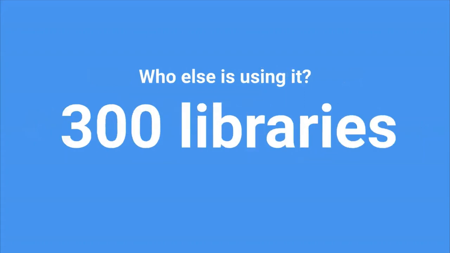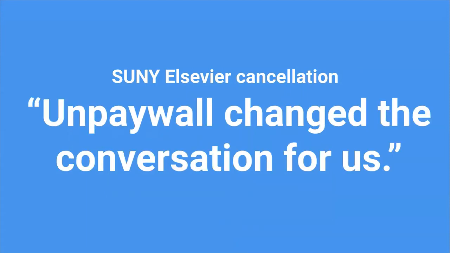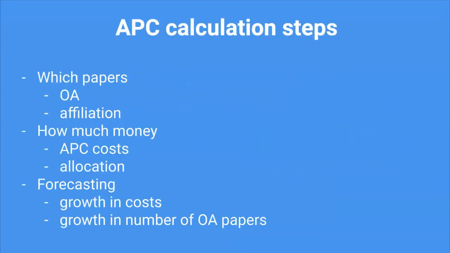300 libraries are using it. It just came out in November, and it was called Unpaywall Journals before, and it's had both that read and publish side the whole time. People don't talk about it out loud very much, but a lot of libraries are using it. SUNY has talked about using Unsub as Unpaywall Journals, and they're saving $5 million with it and say it's really changed the conversation for them. So I encourage you to check it out.